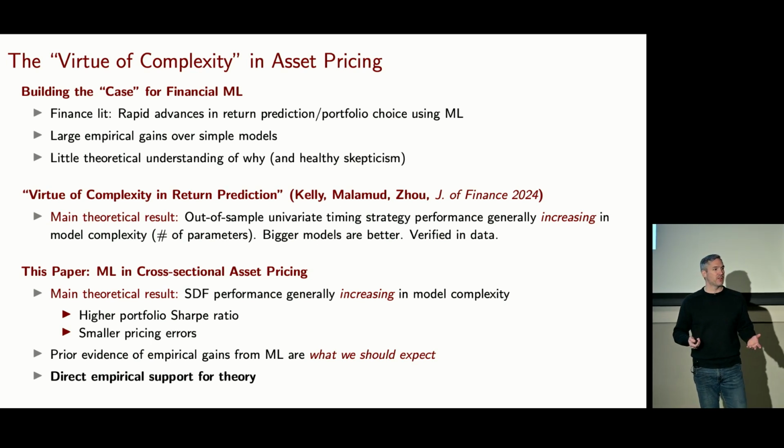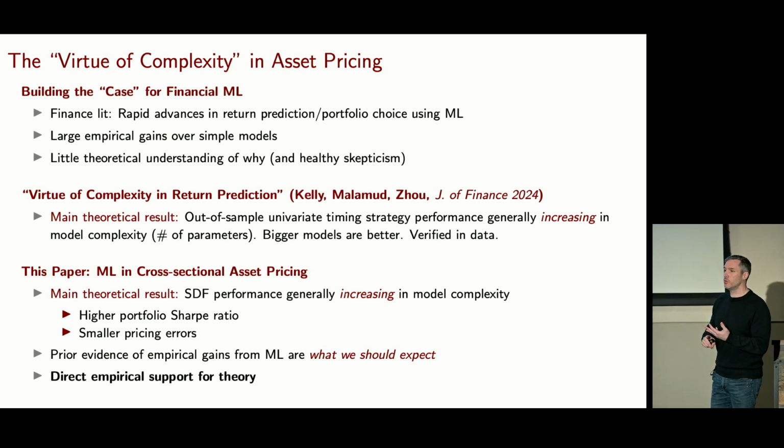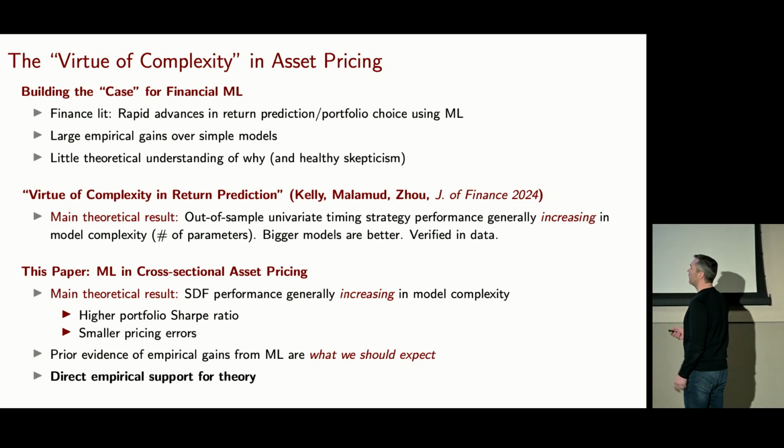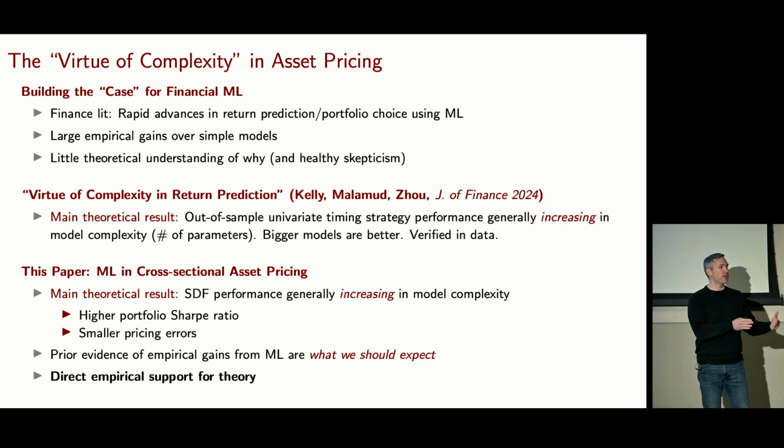So there are a couple natural ways to think about SDF performance. One is what's the Sharpe ratio of the SDF? Two is what are the pricing errors associated with that SDF. Okay, and I'll show you that as you make models bigger and bigger and bigger, the out-of-sample Sharpe ratio of that SDF, the out-of-sample pricing errors of that SDF improve.